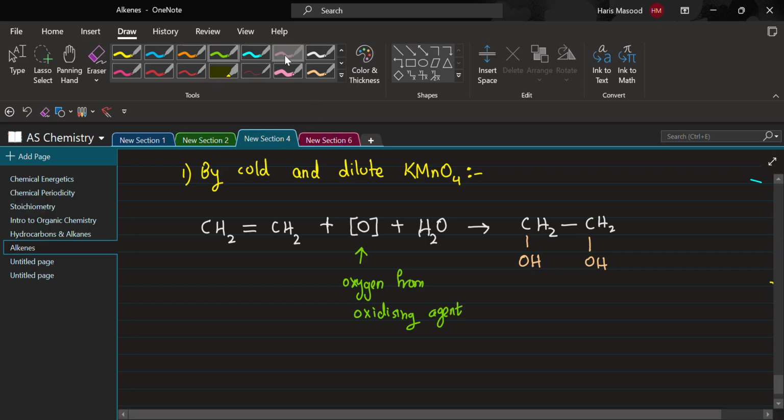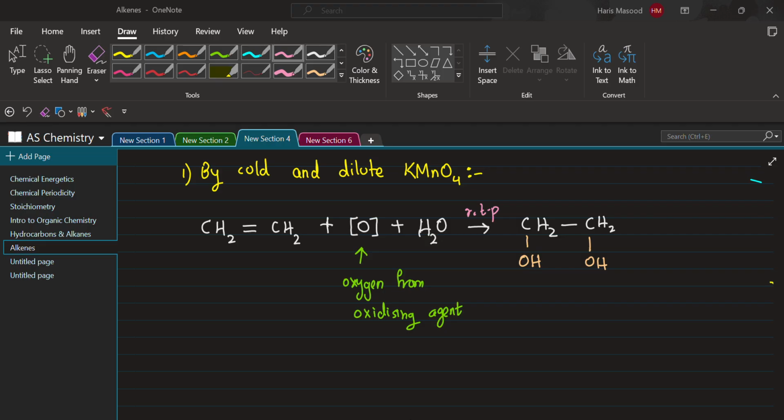And what do we have to? It will be RTP. Okay, the conditions are basically the ones that I've already written here. Cold dilute KMnO4, that is basically your conditions. And what is the reagent? The reagent is KMnO4. Clear?